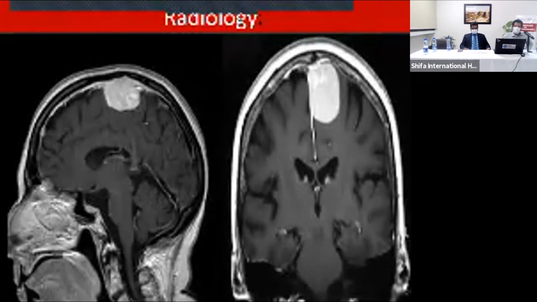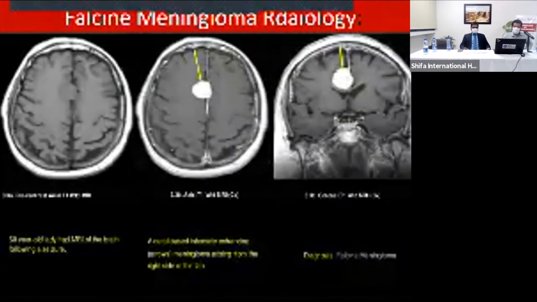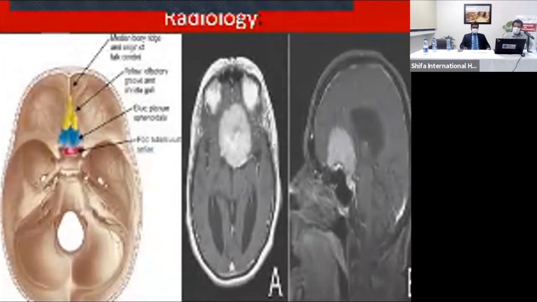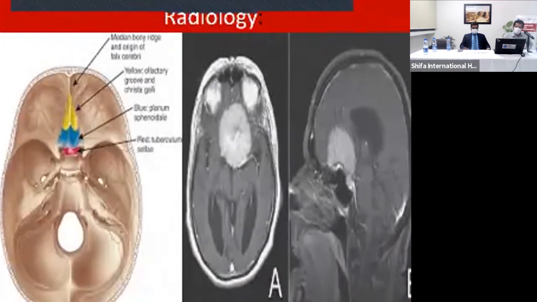So this is an MRI T1 contrast enhanced image of the parasagittal parafalcine meningioma. Also an MRI T1 contrast of the parafalcine meningioma, falcine meningioma. This one is a T1 contrast image of the olfactory groove meningioma.